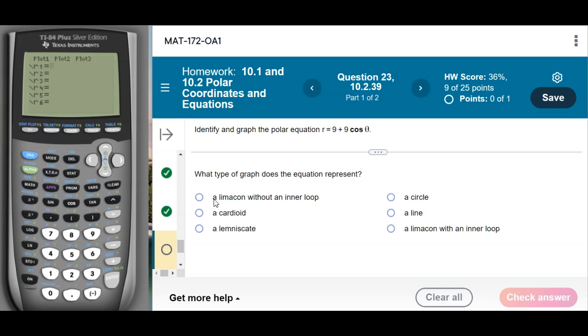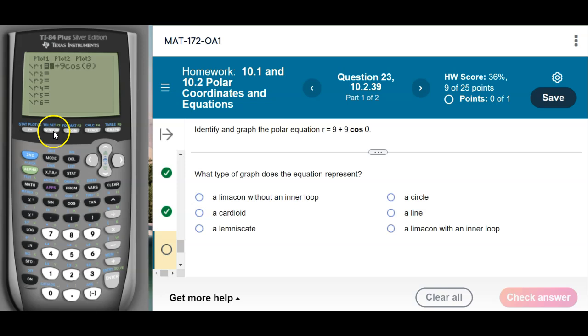There is a procedure where you can tell what it's going to be based on the values in front of the cosine or sine, and the numbers that we're adding to that. But the easiest thing to do would be to just graph this. So I'm going to put in 9 plus 9 cosine theta. Again, to get theta and r equals to show up, I have to be in the polar mode of my calculator. So once I'm there, I'm going to graph this.